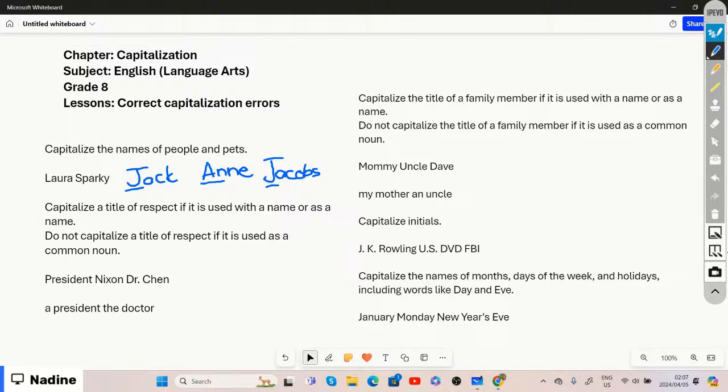We also capitalize pets. If you just say my dog, or my cat or my fish, then you don't capitalize words like dog or cat. We don't capitalize that, but we capitalize the name of your dog. So if the name of your dog is Sparky, or if the name of your cat is Fluffy, that is what we capitalize.